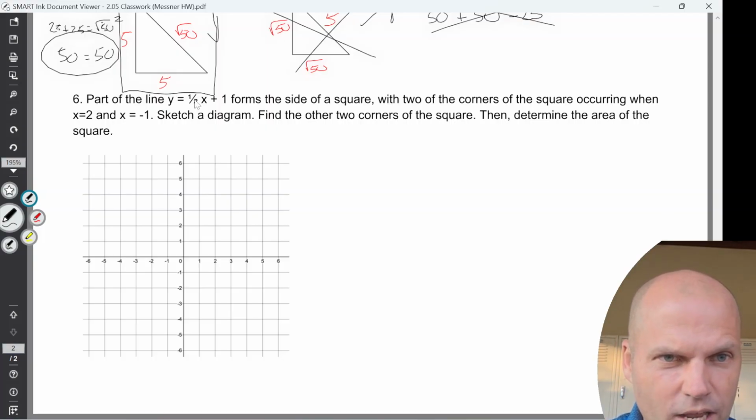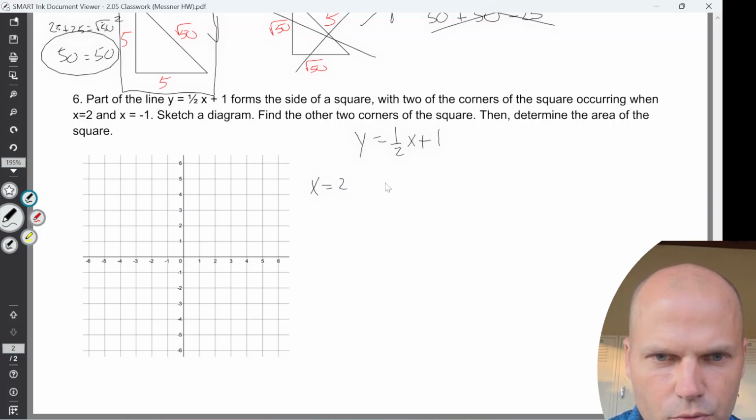Part of the line y equals 1/2 x plus 1 forms the side of a square. Two corners of the square occur where x is 2 and x equals -1. Okay, I want the 2 points. Sketch a diagram, find the other 2 corners of the square, determine the area of the square. So I'm going to use my equation. I'm going to find the 2 points.